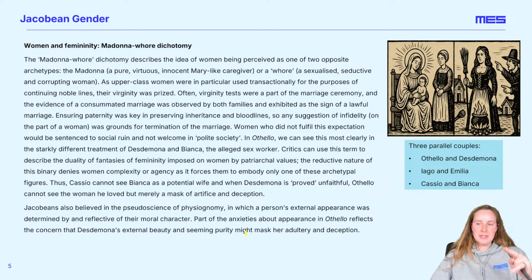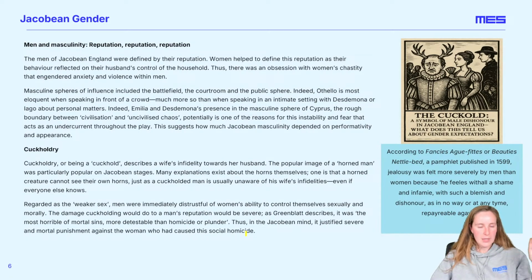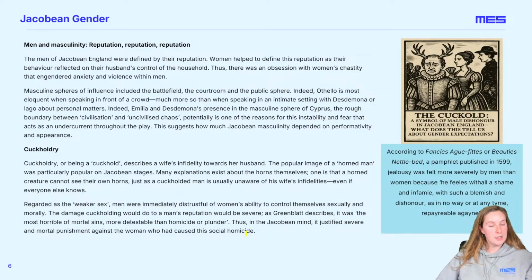And interestingly, we have these three parallel couples: Othello and Desdemona, Iago and Emilia, and Cassio and Bianca, who we will return to in a minute. Now, masculinity. So the men of Jacobean England were defined by their reputation. Women helped to define this reputation as their behavior reflected on their husband's control of the household. So this is the flip side of that earlier idea.